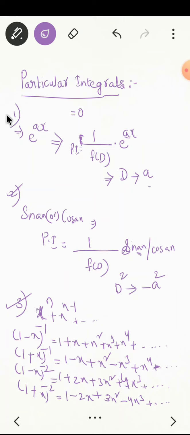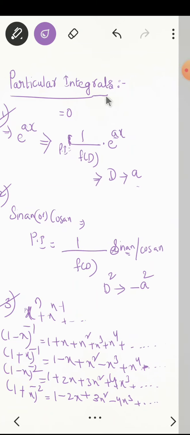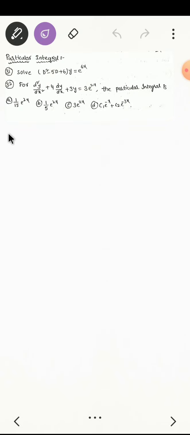You have 2 more cases also, that is e raised to power ax into some function, and sin ax or cos ax into some function. You have those 2 cases also, but these are not important from the GATE point of view. Okay, let us solve problem number 31.